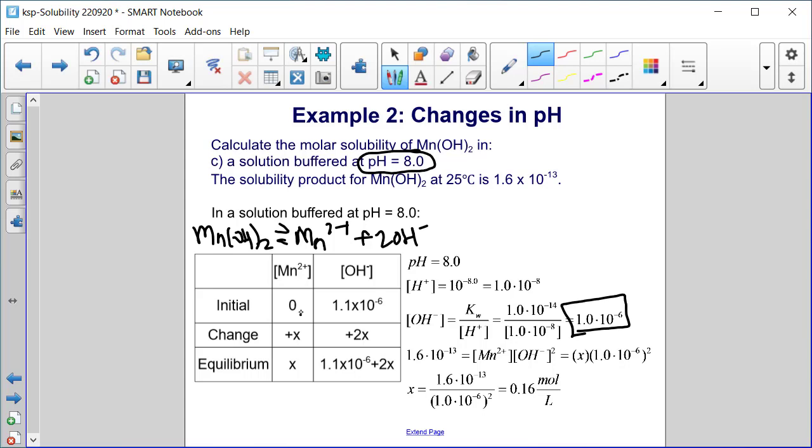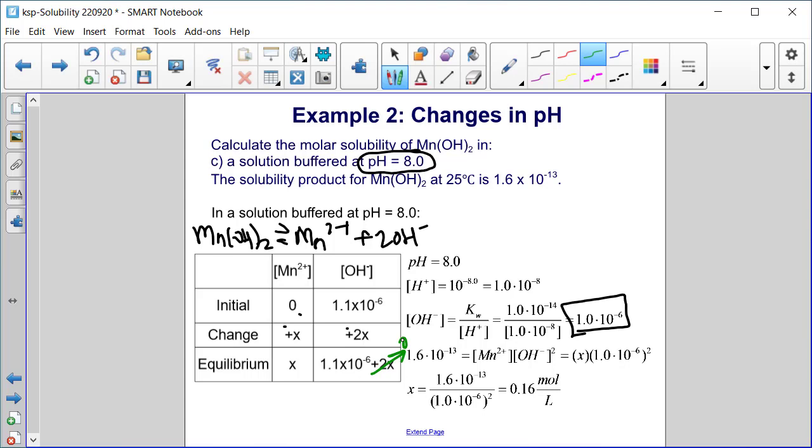And so remember that once that happens, some dissociation will happen of the manganese hydroxide. We don't initially start out with any manganese, but we have some change for every formula unit of manganese hydroxide that dissociates. We get a change of plus X for the manganese and plus 2X for the hydroxide, so that at equilibrium we have X concentration for manganese and the initial concentration plus 2X for the hydroxide. Keeping in mind, of course, that this change relative to the initial amount is essentially zero. All of the hydrogen ion concentration comes from the pH of the solution.